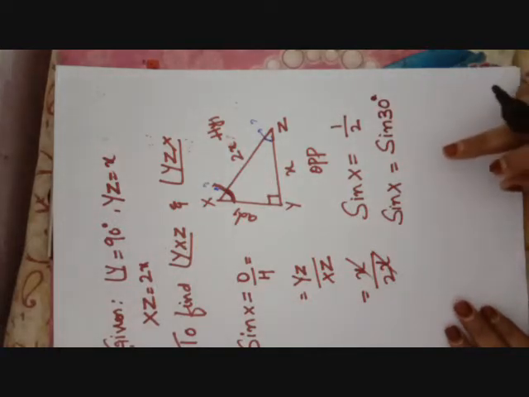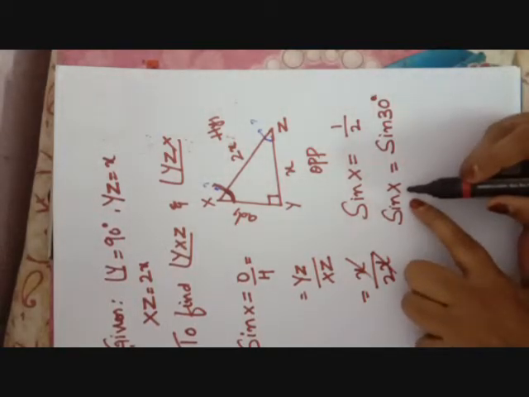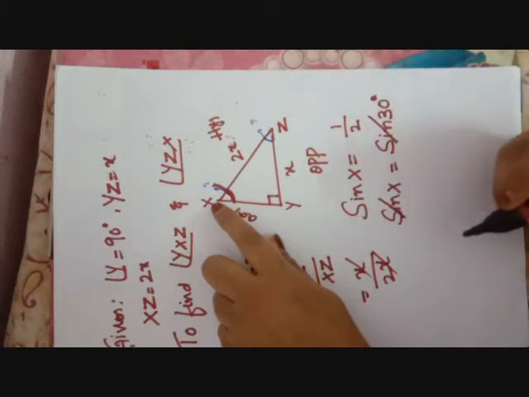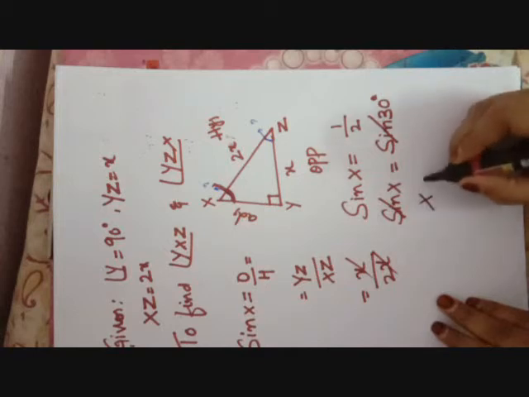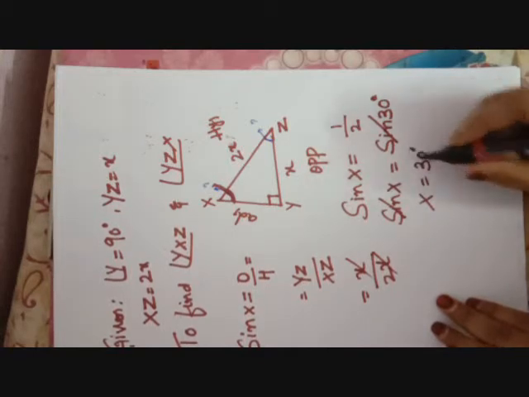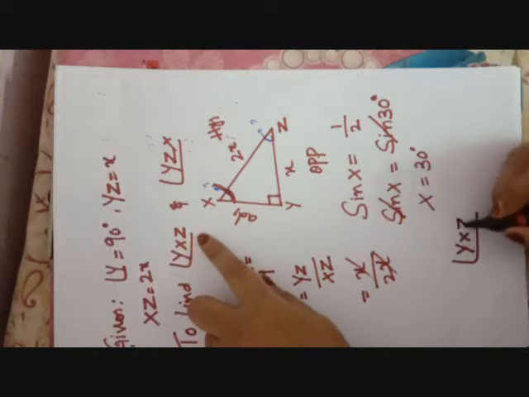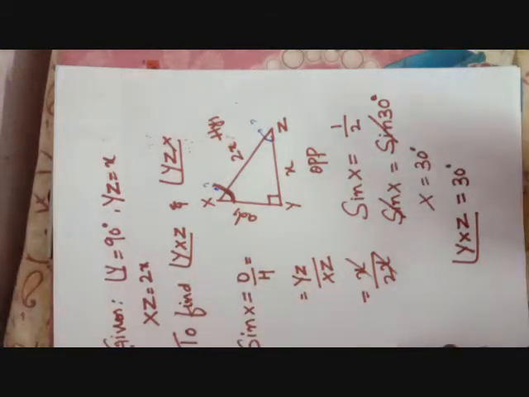0, 1 by 2. I got the value of x, that is, I am cancelling sine. So angle x is how much? 30 degrees. Angle x is 30 degrees. That means angle YXZ is equals to 30 degrees.